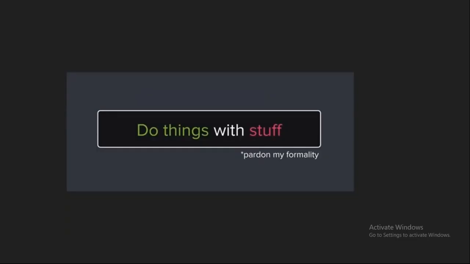So we do things with stuff. Pardon my formality. By "we do things," I mean anything that we do in Python, any functionality that we want to carry out with Python. Maybe we want to draw a bar chart or a pie chart, or we want to add two numbers. Those are the things I'm talking about. By "stuff," what I mean is objects. So everything in Python is an object.